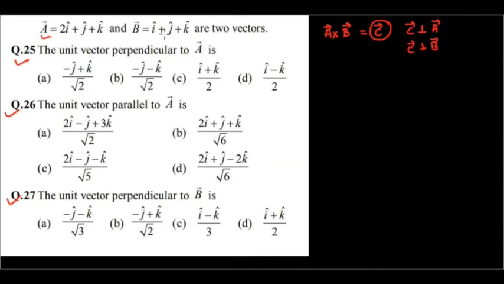So remember that if I find a cross b, then I will find a vector which is perpendicular to both a and b. And then c cap will denote the direction of c vector. So if c vector is perpendicular to a and perpendicular to b, then definitely c cap will be perpendicular to a as well as perpendicular to b. So this c cap is the unit vector of vector c. So first we have to find c vector.